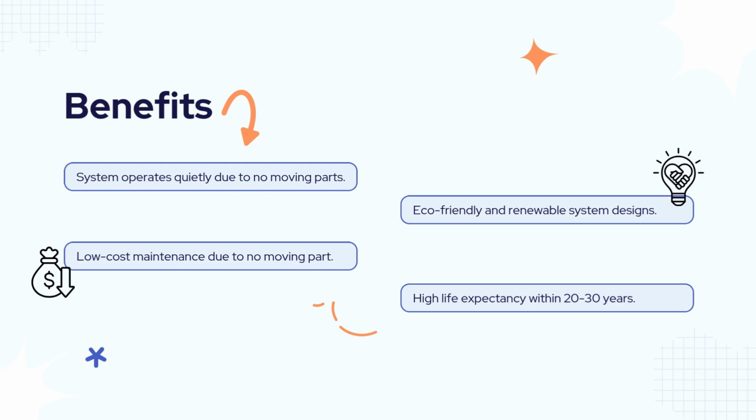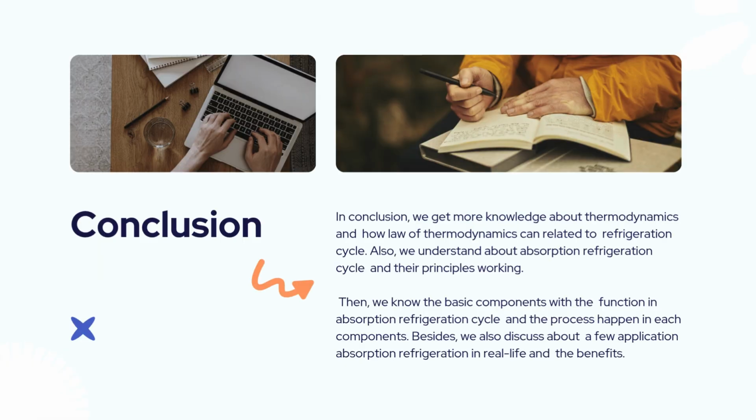It's because, as we mentioned before, the system does not work hard, so the maintenance is cheap and easy to repair. And the last one is a high life expectancy of 20 to 30 years, which means that the absorption refrigeration system is very durable. In conclusion, we gained more knowledge about thermodynamics and how the laws of thermodynamics relate to the refrigeration cycle.